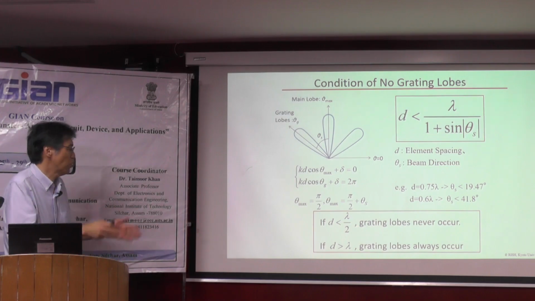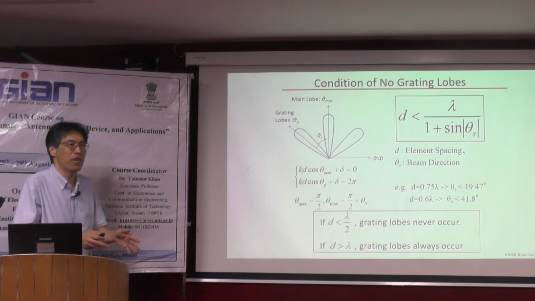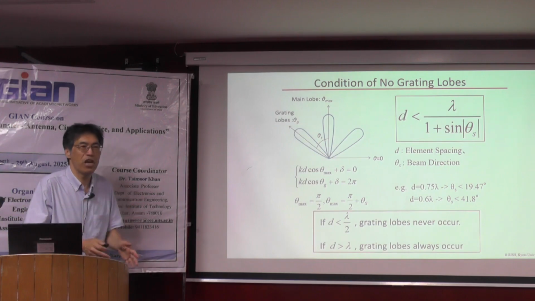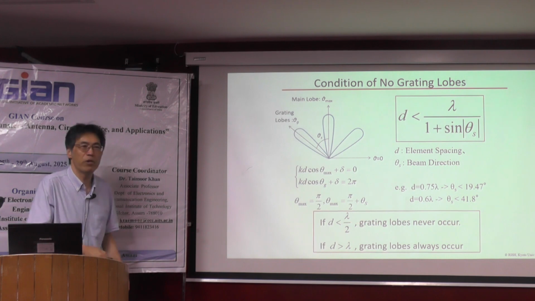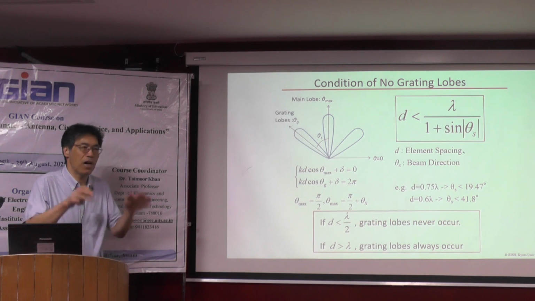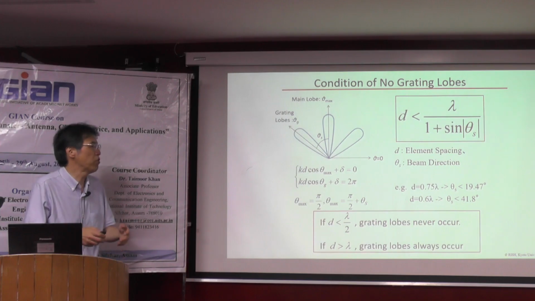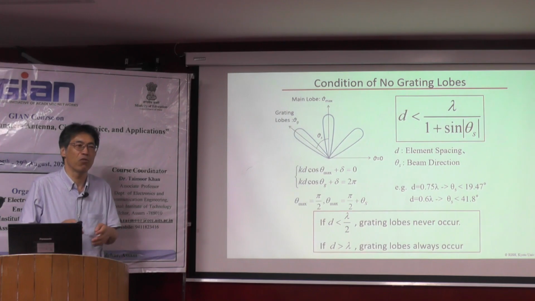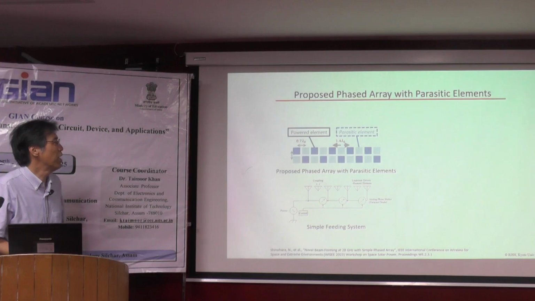Of course, short element spacing is better. There is no problem. But if we cannot put the antenna elements within one wavelength, we have to consider how to suppress the grating lobe. There are a lot of good research results in the world and in Kyoto University, but today I don't have enough time. So I would like to introduce one recent research result in Kyoto University.